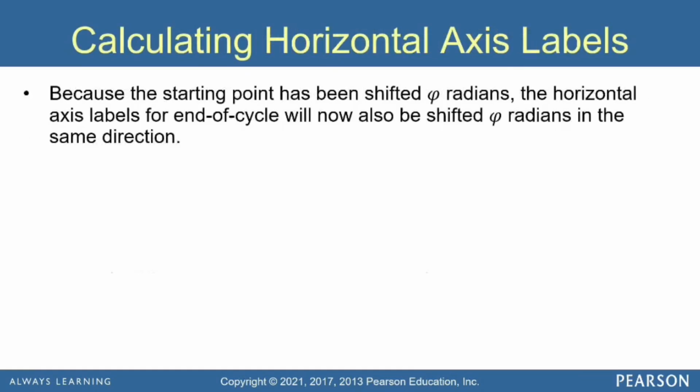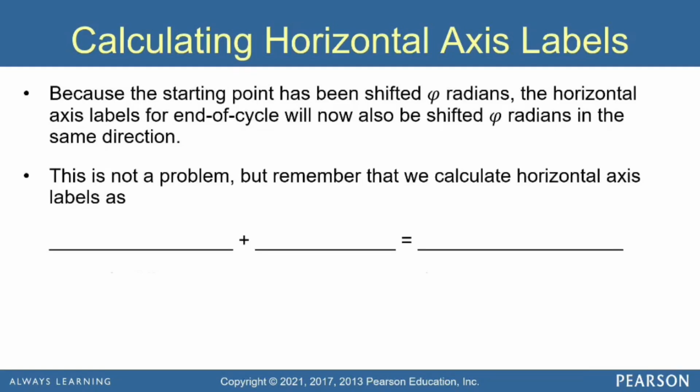Now this phase shift is going to affect our horizontal axis labels for the end of each cycle as well. Because the starting point of each cycle has been shifted phi radians to the left or to the right, the horizontal axis labels for end of cycle will also be shifted phi radians in the same direction.